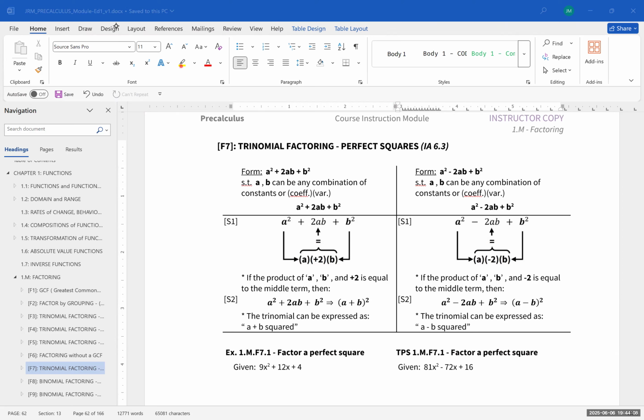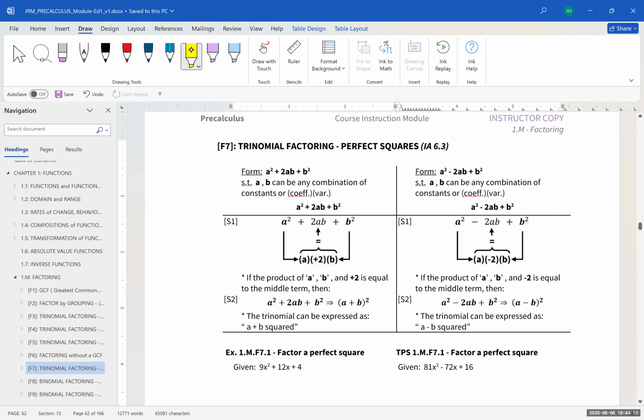All right, so basically we've got these two forms which are nearly identical. We have a squared and b squared. We've got a squared and b squared. But notice that the second term is a positive 2ab here and a negative 2ab there. So these are the two variants that you'll see out in the wild. And basically, whenever the middle term is a positive 2ab, then you'll be able to factor this perfect square as a plus b squared.